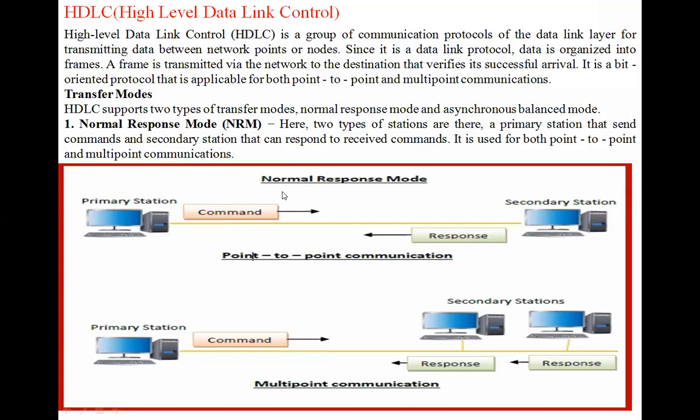And it is going to check whether the data has successfully arrived at the destination or not. That has to be considered in High-level Data Link Control. Keep in mind, we have point to point communication and point to multi-point communication. The main operation of HDLC is to verify the successful arrival of the particular frame at the destination.